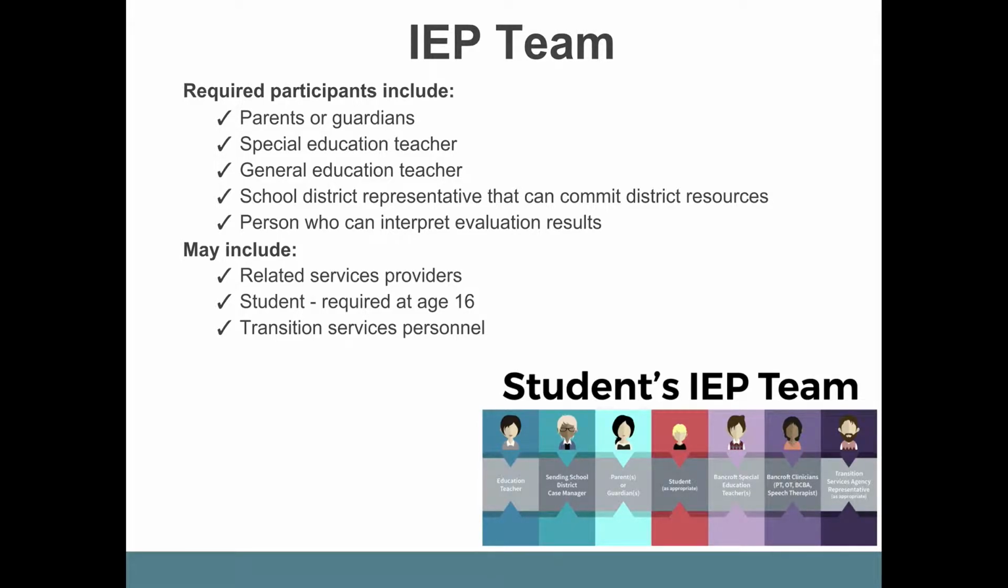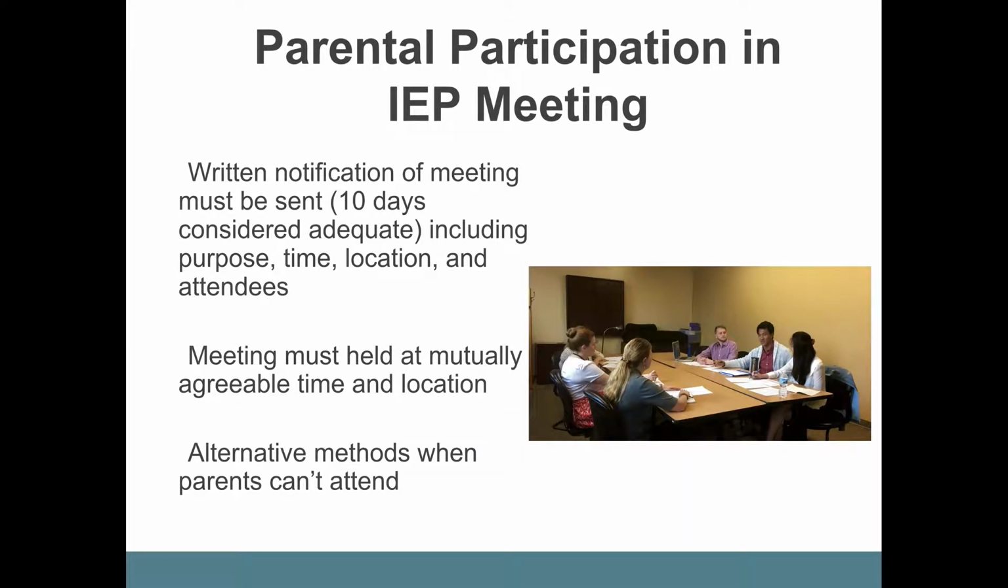And then transition services personnel. So each LEA has a transition representative who can help sort of facilitate the process for transitioning into young adulthood and what that might look like for each student. For example, some students may be transitioning into vocational programs, others may be transitioning into community colleges and or university settings. And so that person is responsible for helping the team navigate that process for transition.